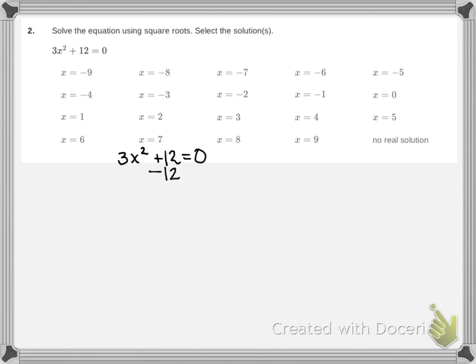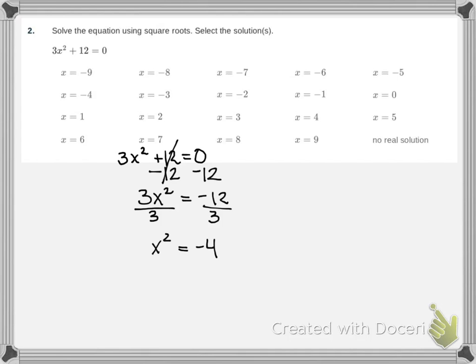The reason you do that is because the 3 is multiplied. You go in reverse order when you're solving equations. So those would cancel, and you get 3x squared is equal to negative 12. We still don't have x squared by itself. There's a 3, and you divide to get rid of that. So you have x squared is equal to negative 4.